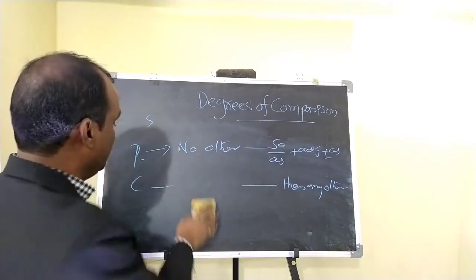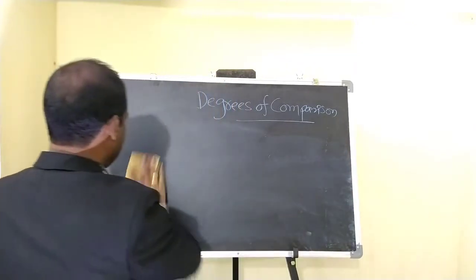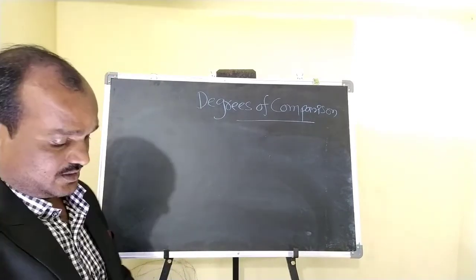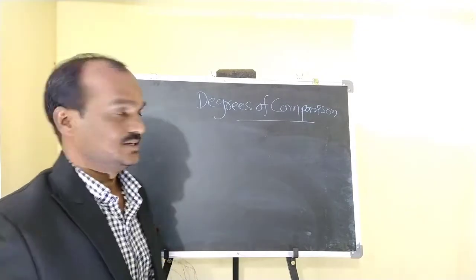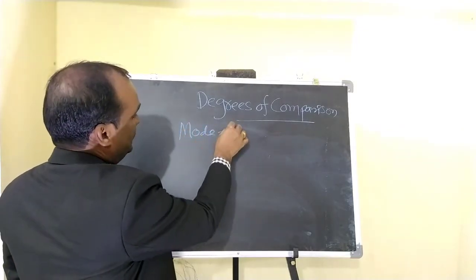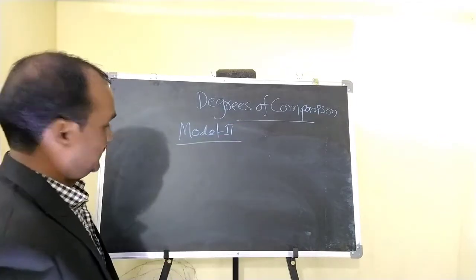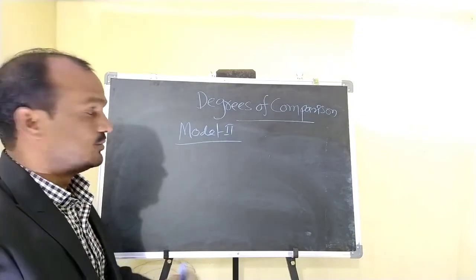So what is model 2? I'll let you know what model 2 is and how we can change a sentence from model 1 to model 2, from superlative degree to other degrees. We'll see that here. That is model 2. You take similar examples and we can convert the sentences in model 2, right?